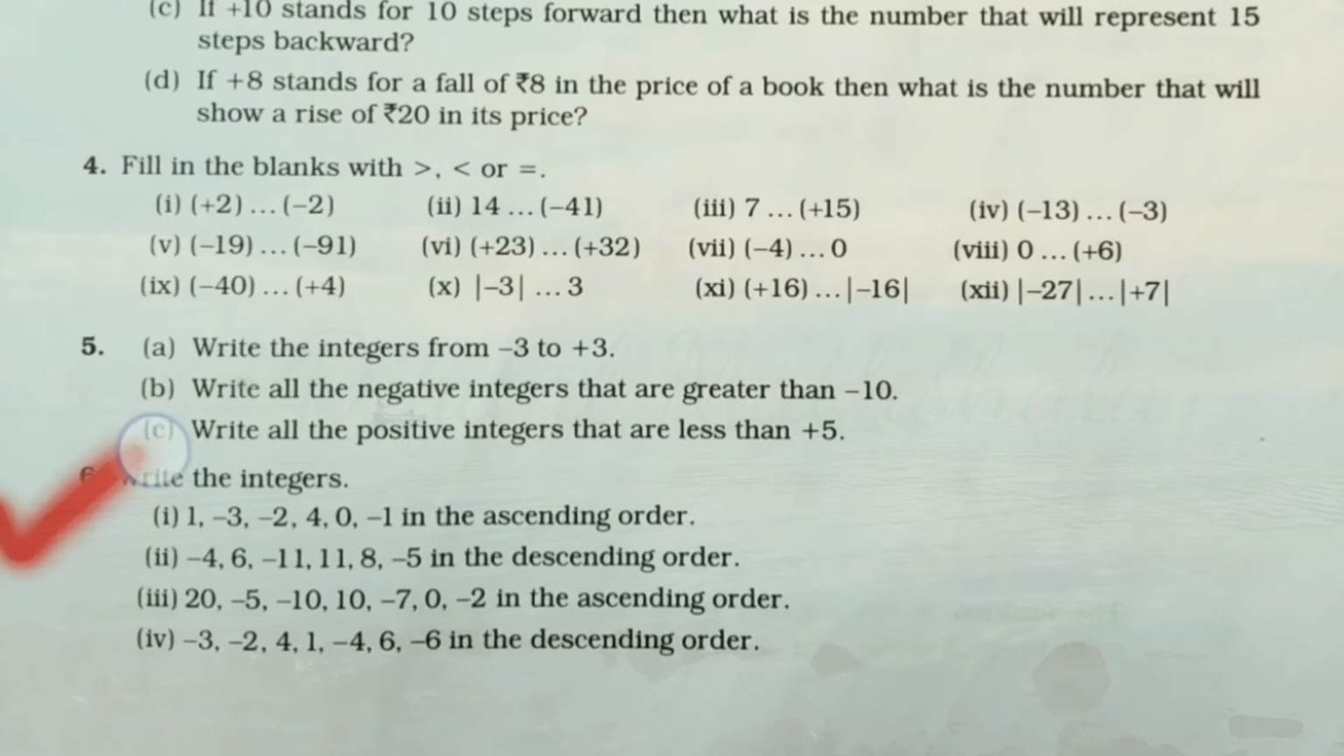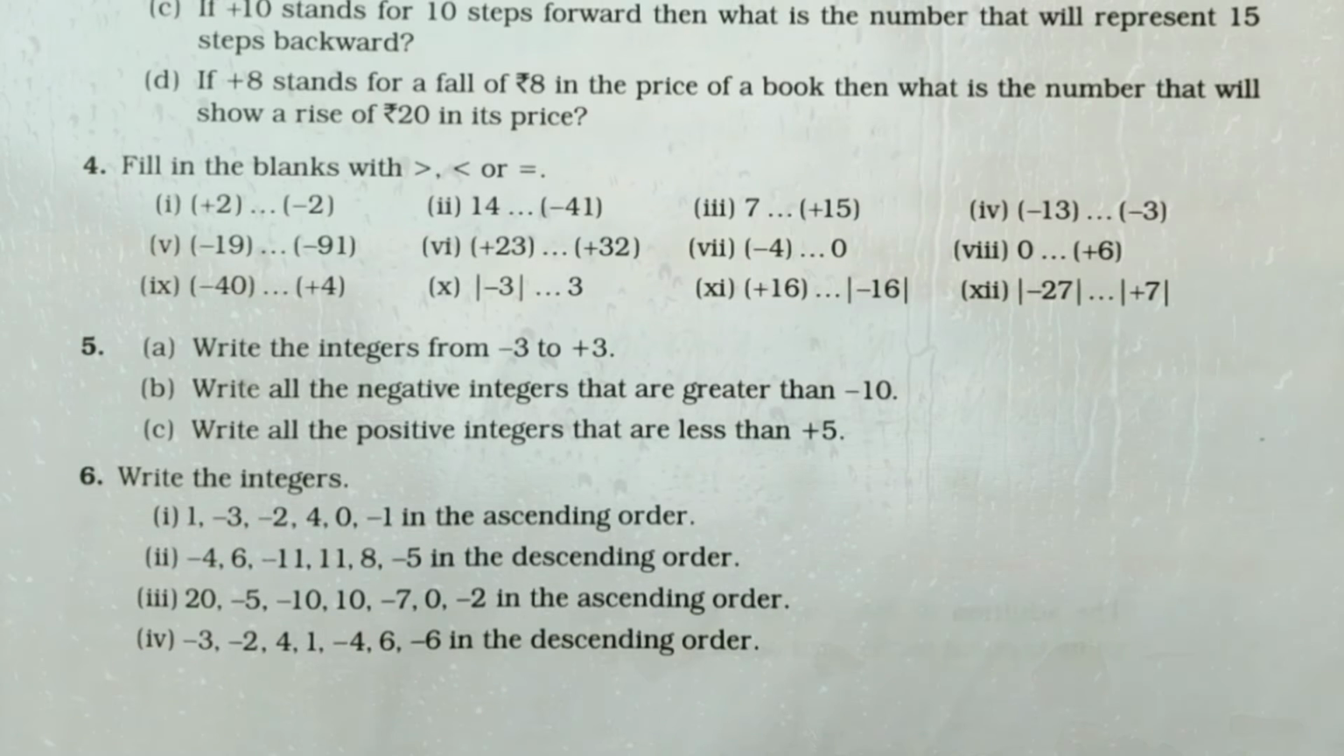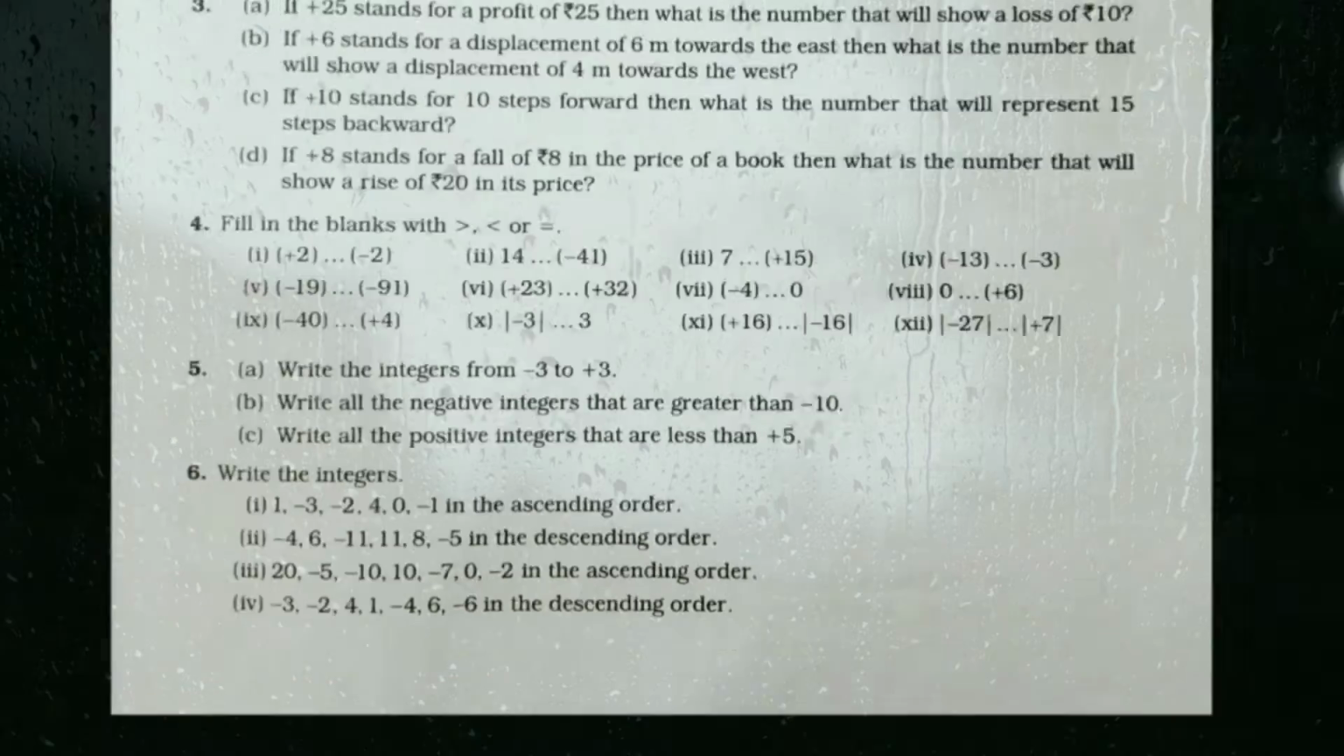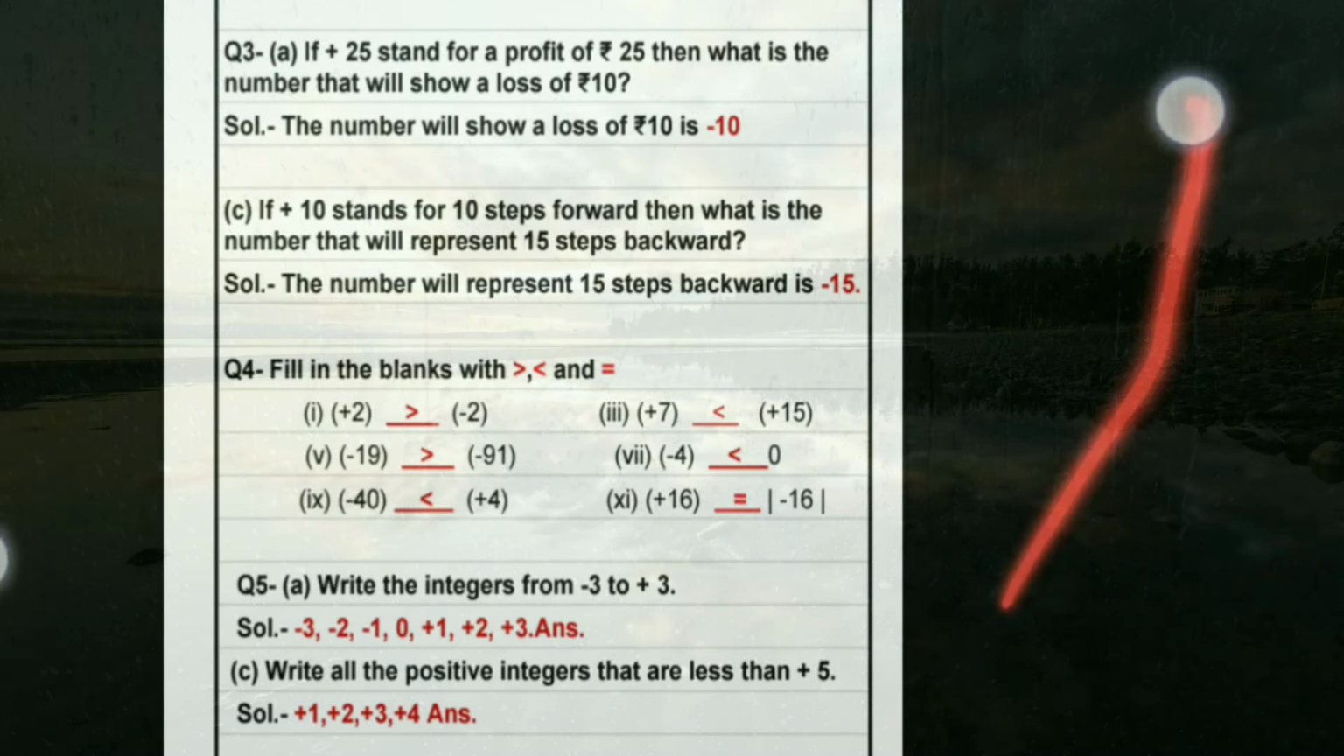Let us see the next question, question number 6. Write the integers. So the order is given. All the integers are given in the first part, and he is saying find the order. We have to write in ascending order. And in the third part we will solve. So in this also we have to do the ascending order. Both are the same. And in the second and fourth part, descending order is given. So let us see how we will solve this type of question.